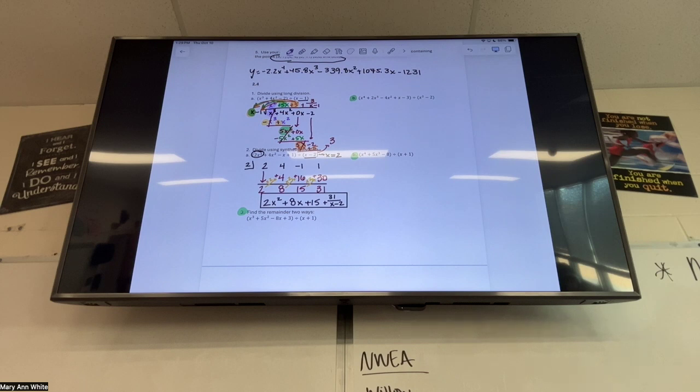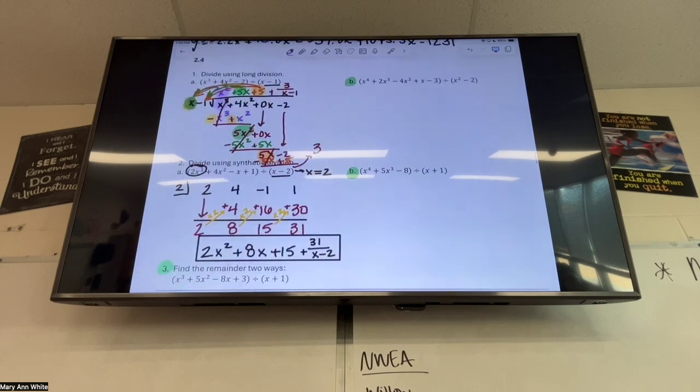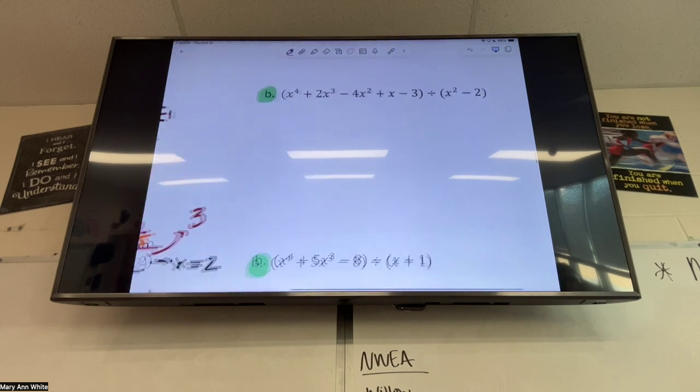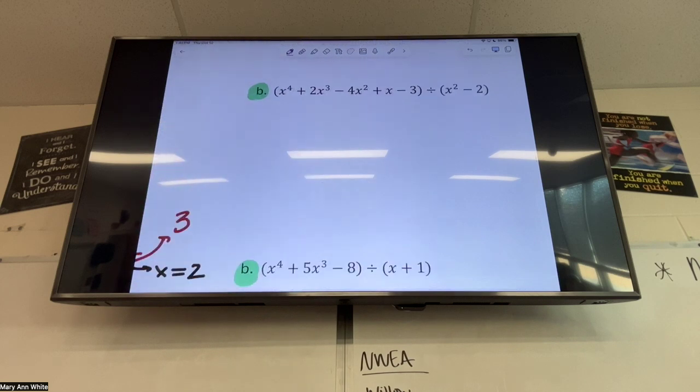All right, I've got three problems that I'm gonna do right now. I got one more long division, I got one more synthetic division, and then I'm gonna do a find a remainder. Okay, can we do it after these? Okay, perfect. Okay, so let's start with the long division problem. I'm gonna put the long expression under the long division sign.